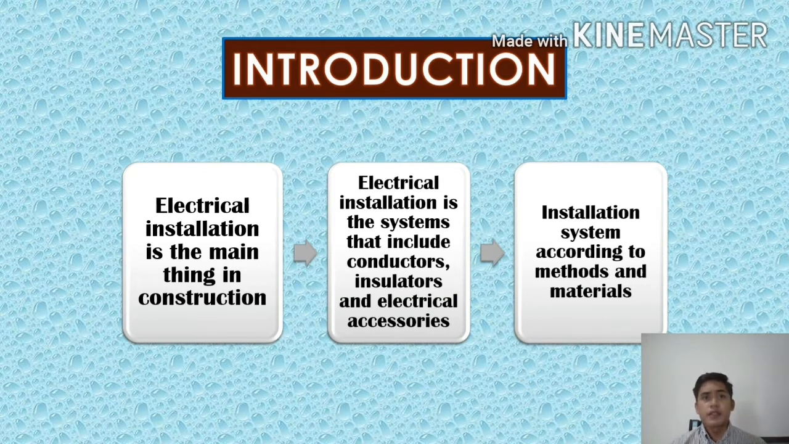Second, electrical installation is the system that includes conductors, insulators and electrical accessories. Third, the installation system depends on method and material. Each construction has its own characteristics. Therefore, each material and method used must be in accordance with the suitability of the building. Now we go to the next slide.